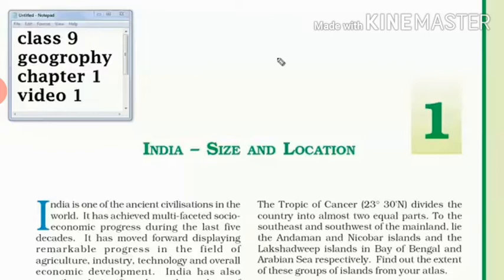Now, let's discuss the overview of this chapter. India falls in the northern hemisphere as it is situated north of the equator. Situated to the east of the prime meridian, India also falls in the eastern hemisphere. India occupies the south central peninsula of the Asian continent, which is not only the largest but also the most populous continent in the world.